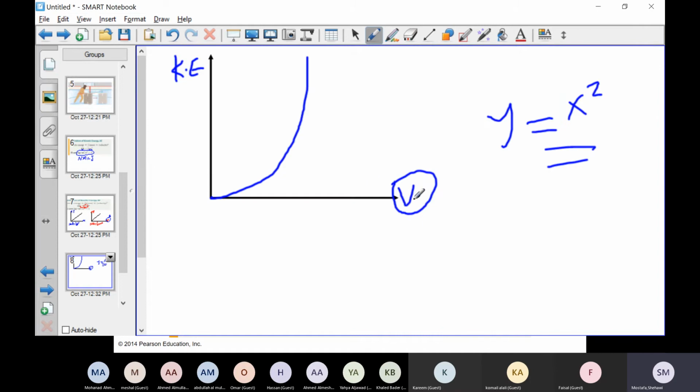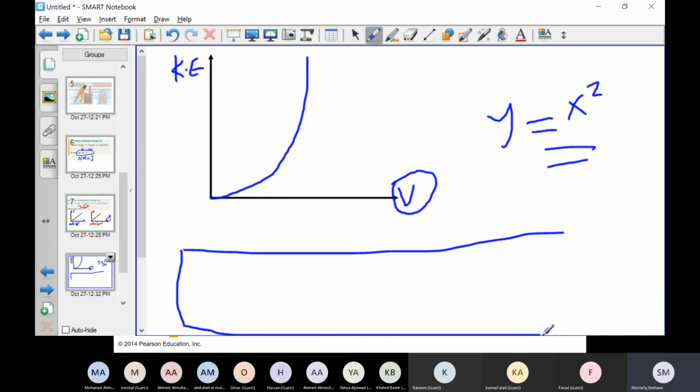But if I have velocity, only velocity, not squared here, the relation between them, you can do it in a table. I will show you a table like this and try to draw it yourself so you'll find it. You will make a table and put here kinetic energy, here velocity, and here velocity squared.